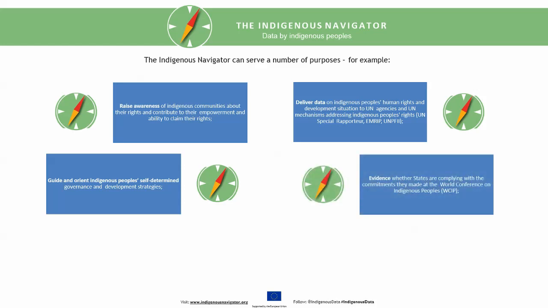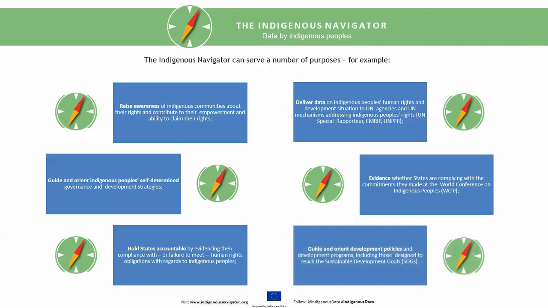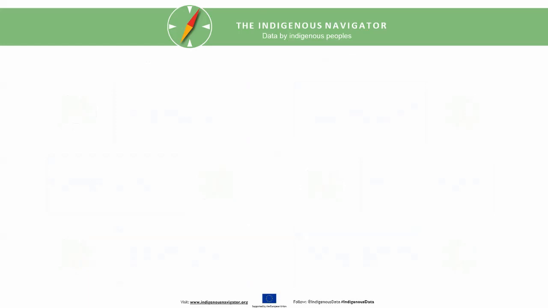Through collecting of evidence and documentation, it can evidence whether states are complying with the commitments they made at the World Conference on Indigenous Peoples, the WCIP. It can also be used to hold states accountable by evidencing their compliance with or failure to meet human rights obligations with regards to Indigenous peoples. And it can be used to guide and orient development policies and development programs, including those designed to reach the Sustainable Development Goals, or the SDGs.